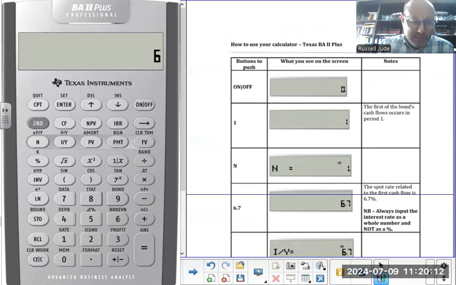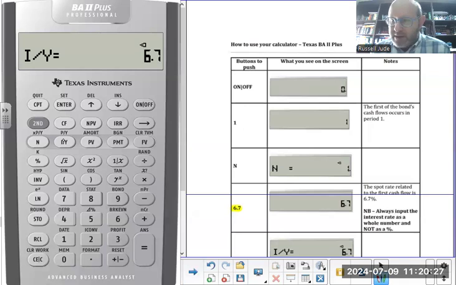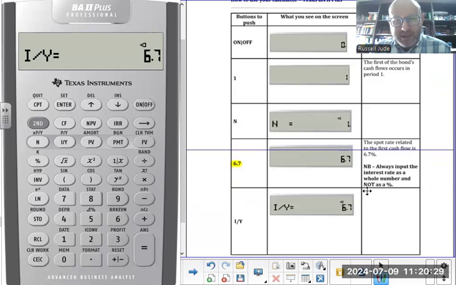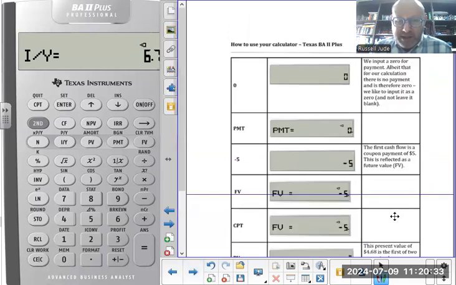I then go 6.7, which is my interest rate for year number one, the spot rate for year number one. Input that as I/Y. Remember again, I don't put 6.7%. I put it as a whole number of 6.7. I know we've told you this many, many times. Okay, and there we've got that rate.